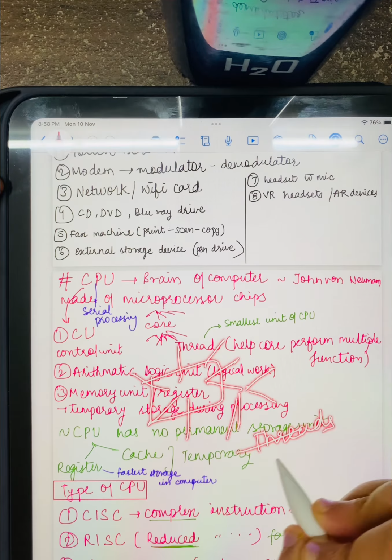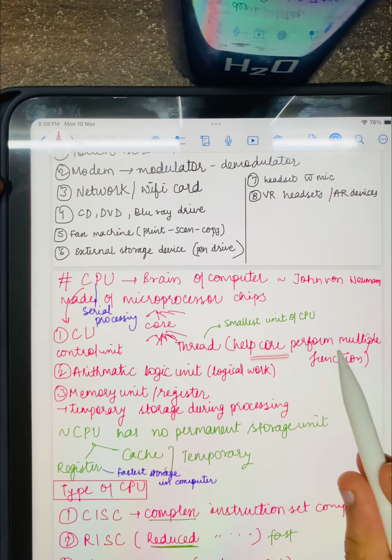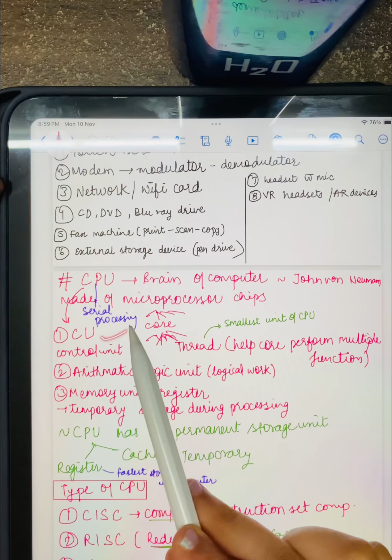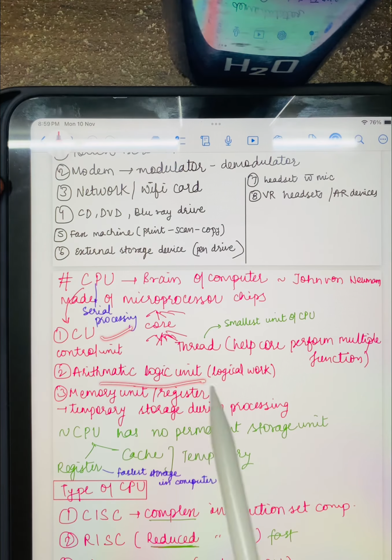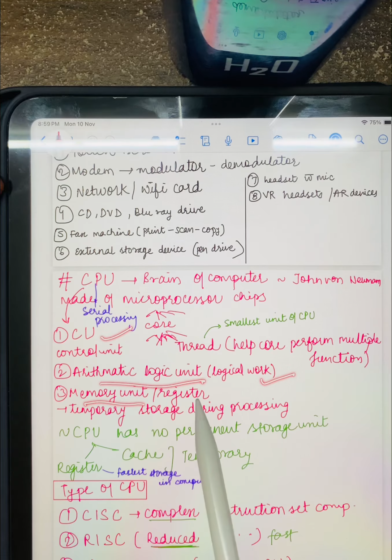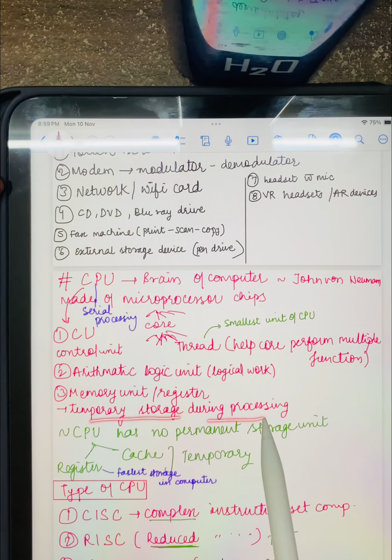And why is it divided into threads? Because to help core perform multiple functions simultaneously. So what are the components of CPU? Control unit, arithmetic logic unit, which performs logic work. Third is memory unit or registers. It is a temporary storage during processing.